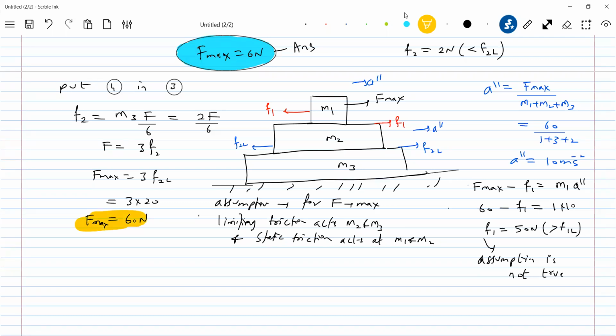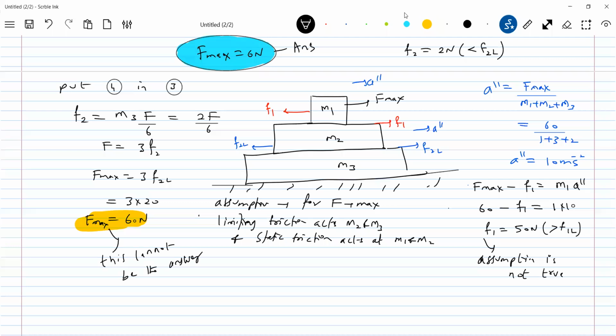No, 6 Newton only, because what we assumed is wrong, no? Assumption is not true. In fact, the friction at 1, 2 should be static, but what we got was greater than limiting friction. So the assumption went wrong. So therefore, this cannot be the answer.